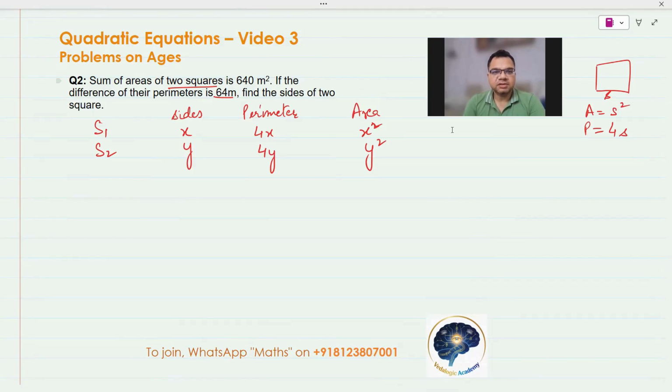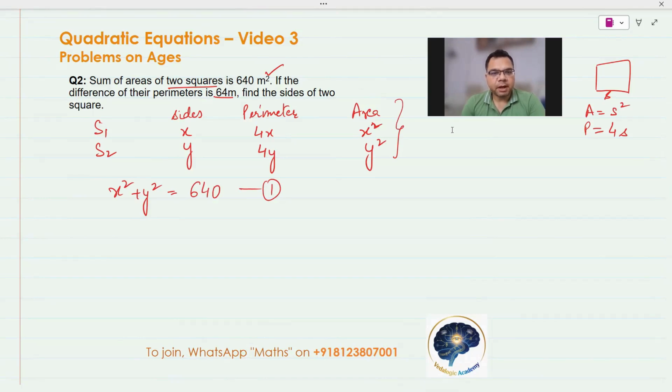So it says sum of the area of two squares is 640 meters square. x square plus y square equals 640. I hope this is clear till here. We have added the area for both the squares and this is 640. So I'll mark it as 1. We can leave this equation as is for now. Okay.